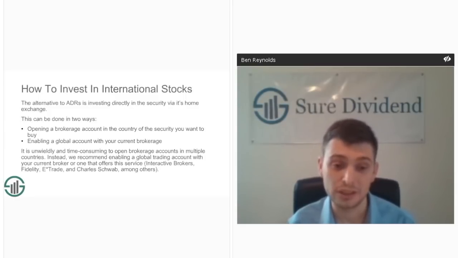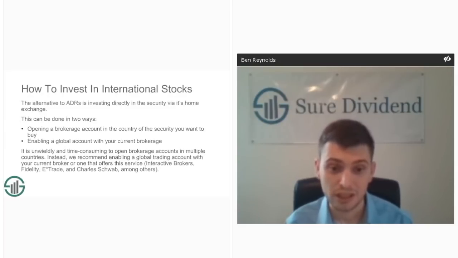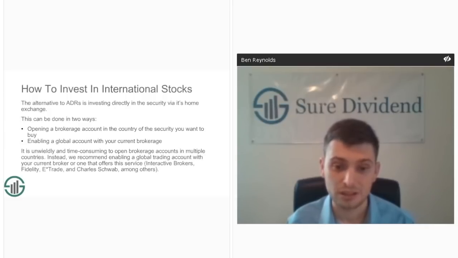So the alternative is to enable a global account with your current brokerage. And most large brokerages have global trading accounts. Interactive Brokers, Fidelity, E-Trade, and Charles Schwab do. Interactive Brokers is especially good for international investing. But certainly between these 2 choices, enabling a global account with your brokerage is the preferable choice. And then ADRs are probably more preferable than either of these 2.